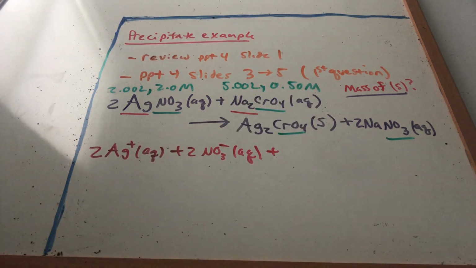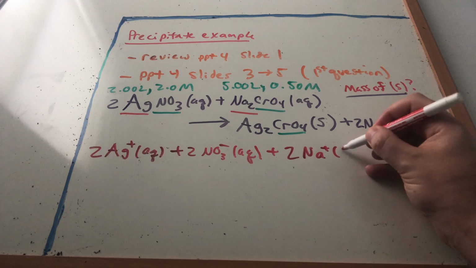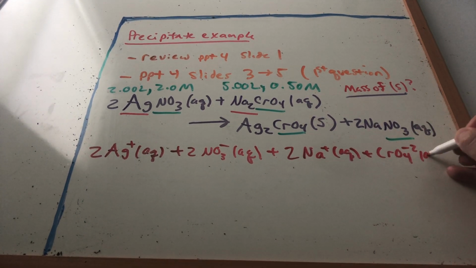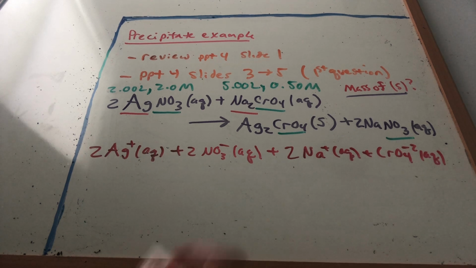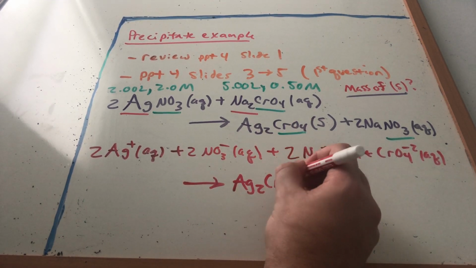When this aqueous species breaks down, we get 2 Na pluses that float far away from each other by themselves. And we get a CrO4 2-, which is also aqueous. On the product side, we don't break down the solid.